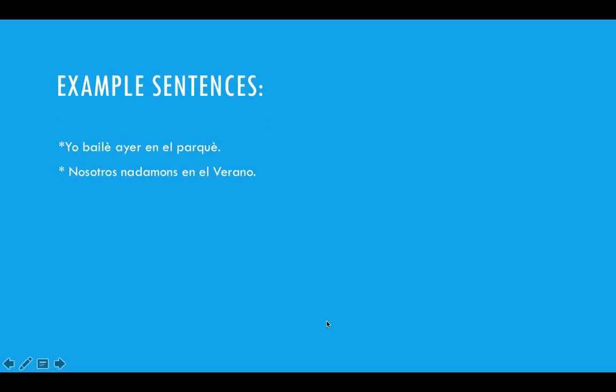And here are some example sentences. Yo bailé ayer en el parque. I danced in the park yesterday. And nosotros nadamos en el verano.